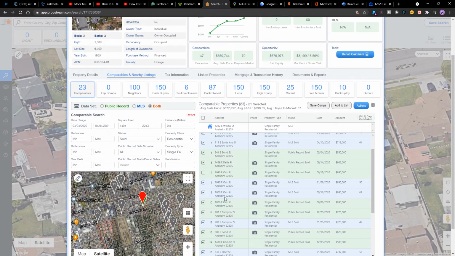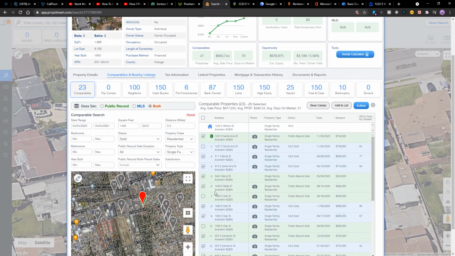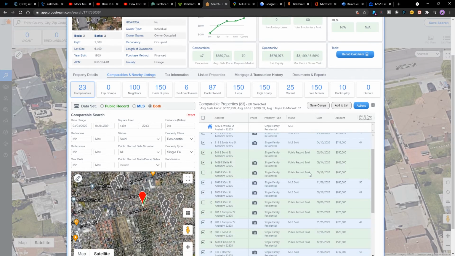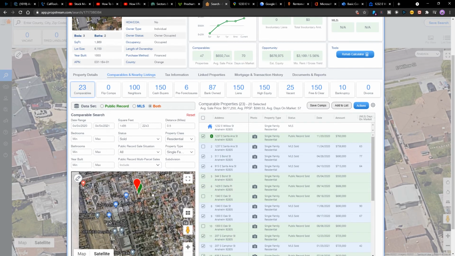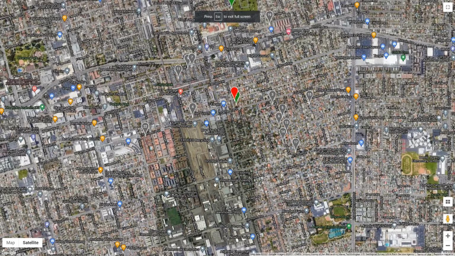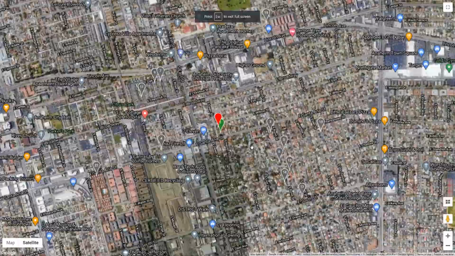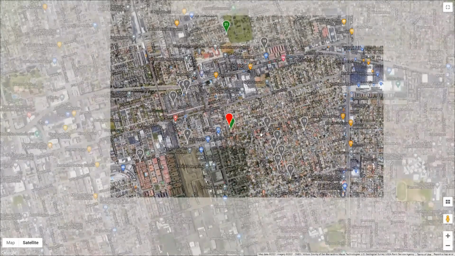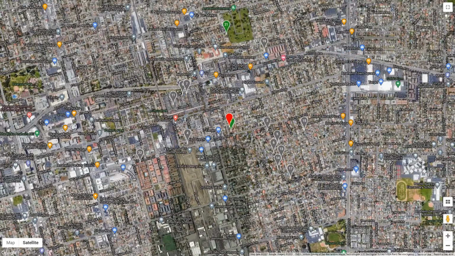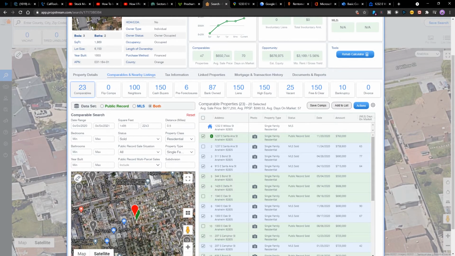Oak Street. When selecting the properties that you're going to use for comparables, make sure they're within the same perimeter, same subdivision, same gated community. Why is that? Because the value of a property is really inherent to what's in that area.